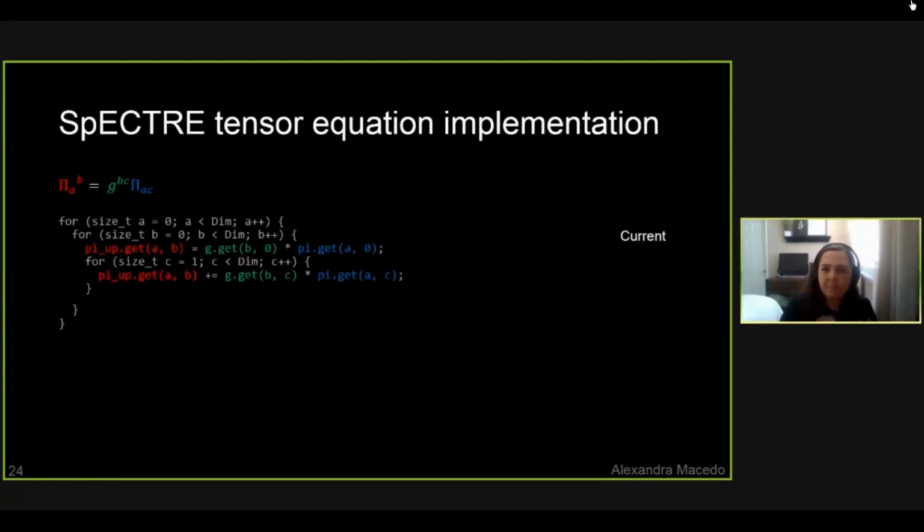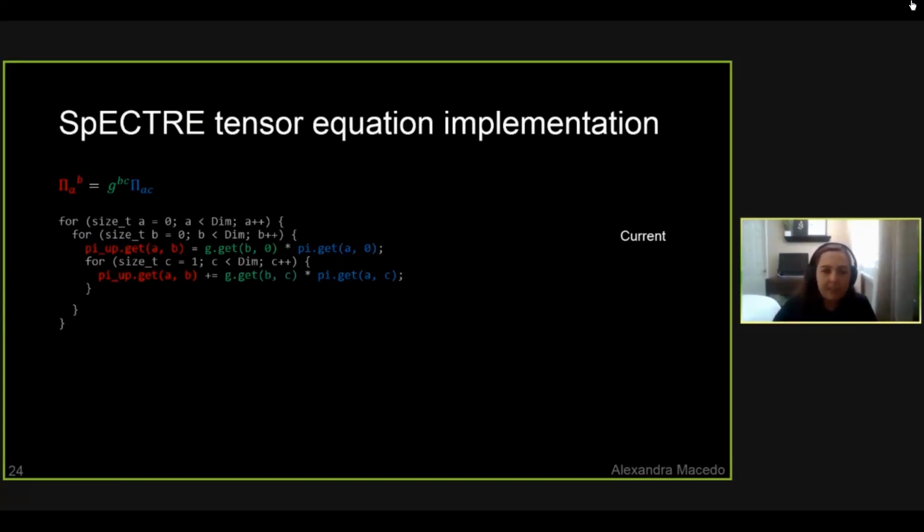So you don't need to pay attention to the specifics of this, but this is what this equation might actually look like in SpECTRE and C++. Now, writing these loops to implement this equation, it's not that bad, but it does take a little bit of thinking to write them and to read it if you were trying to figure out what equation it was.